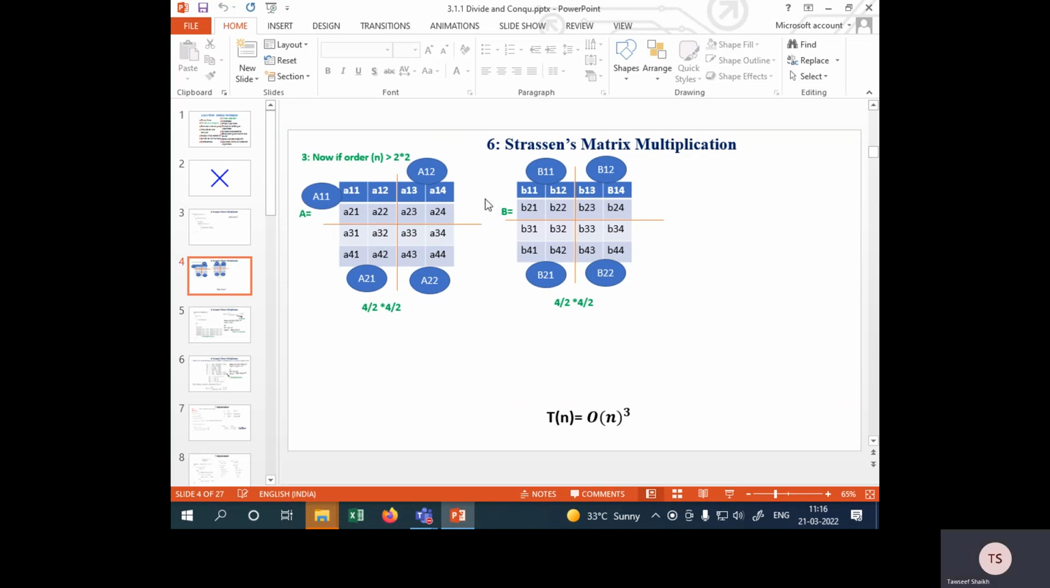Is it critical? Is it complex to understand? We are dividing by 2, so this A11 will itself be a matrix of size 2 cross 2. This A12 will also be a matrix of size 2 cross 2, because it contains 2 rows, 2 columns. All those new matrices contain 2 rows and 2 columns. Because 2 rows and 2 columns is a small problem for us, that's why we are dividing this large problem into small problems.